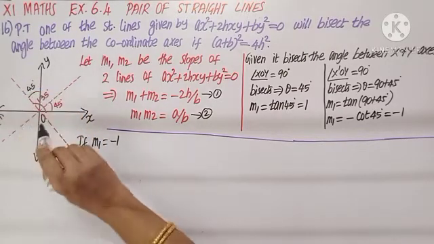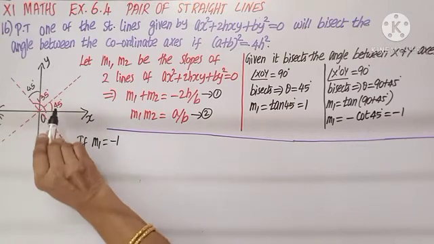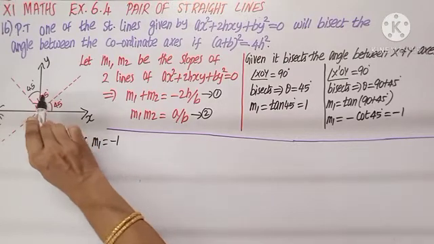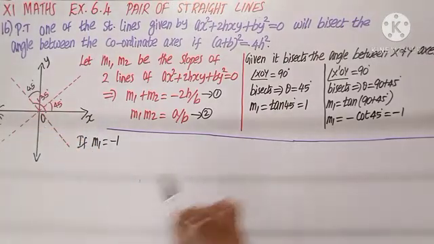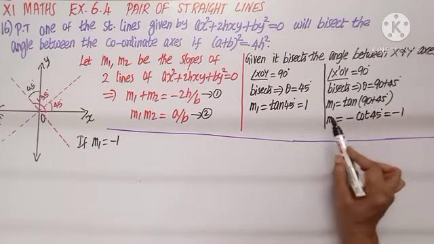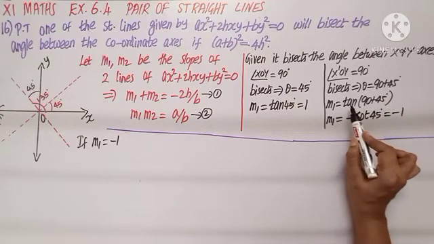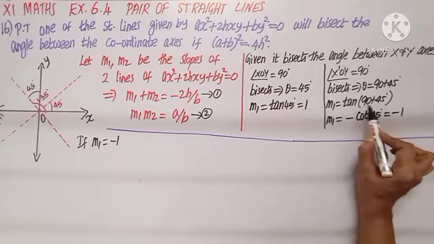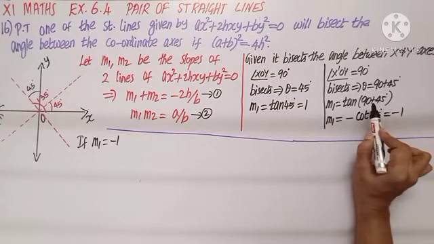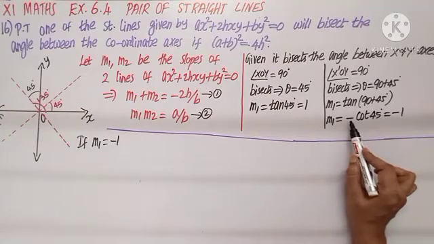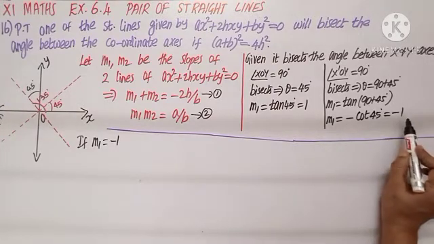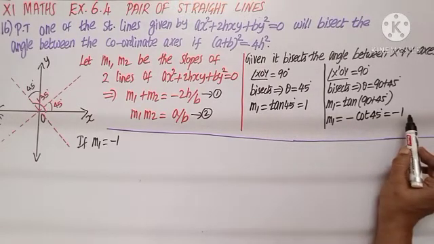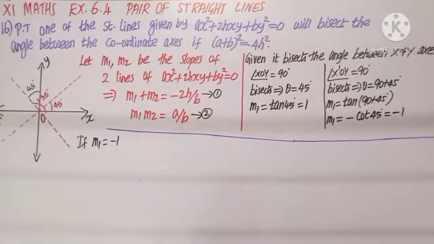But it is not simply 45 with the x-axis. With the positive direction of the x-axis, it is 90 plus 45. So, I will say the slope will be tan of 90 plus 45. In that case, 90 changes. In the second quadrant, tan is negative. My answer is minus 1. So, slope can be either plus 1 or minus 1 for one particular bisector.